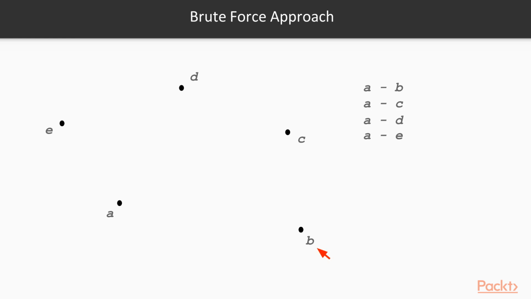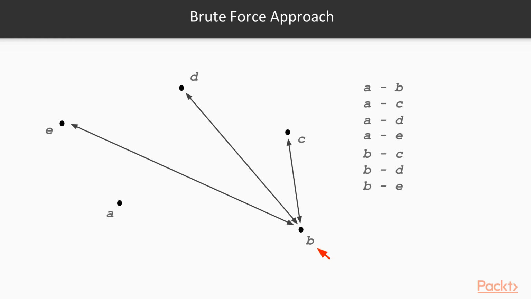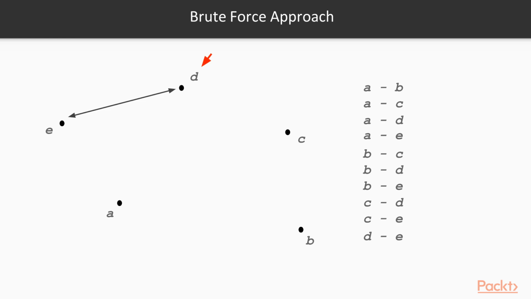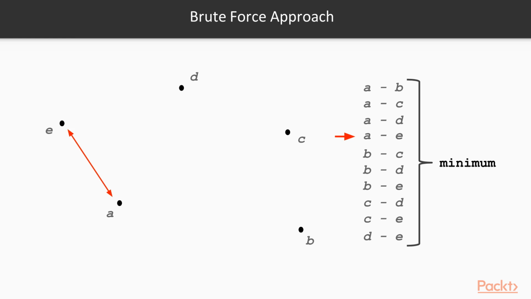Then we move to point B and repeat the same procedure, skipping A. Then on to point C, always skipping the nodes already processed. Then finally, point D. We can skip point E, as we have already measured its distance to all other points. We then need to find the minimum of all the distances and output it.